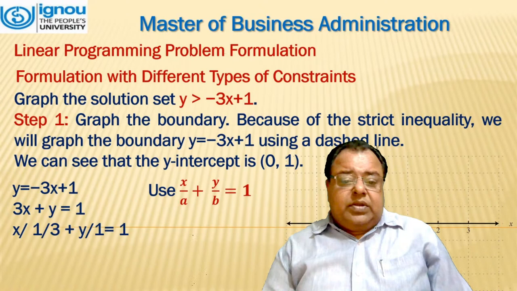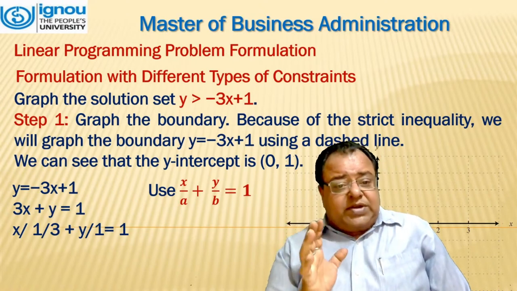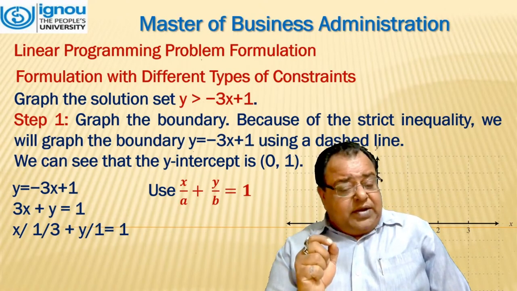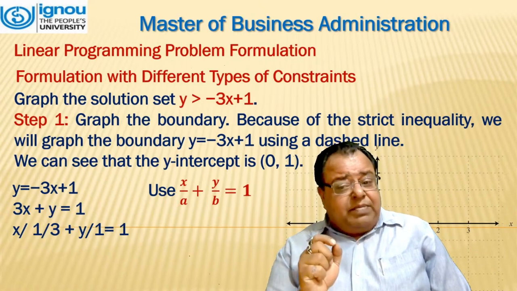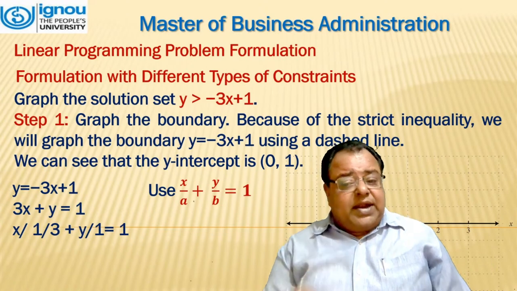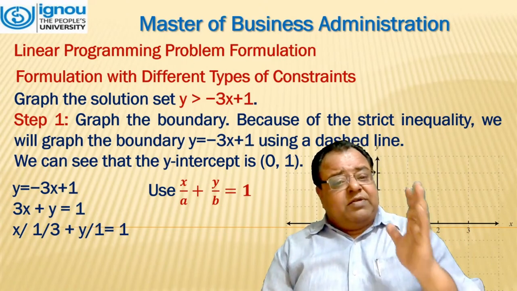Now, what we have to keep in mind is that since this equation does not have an equal to sign, only a greater than sign, its graph will be a dashed line. You can see a violet line, that is basically the graphical representation of this inequation.